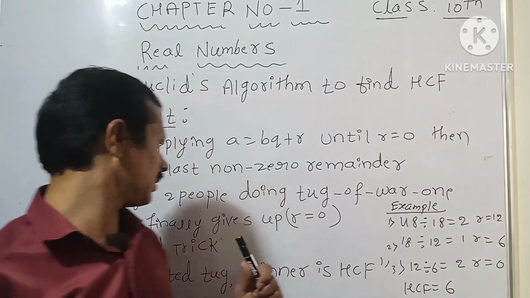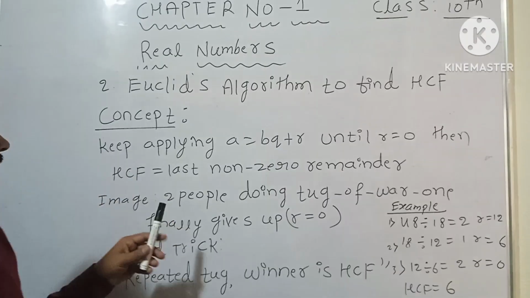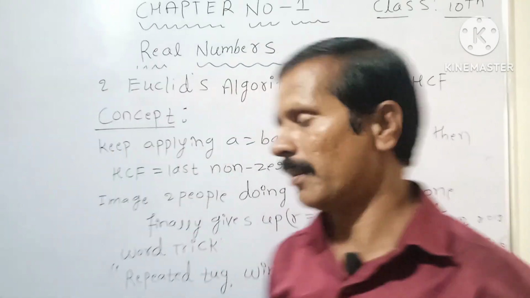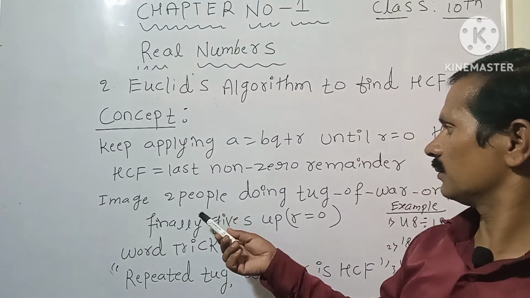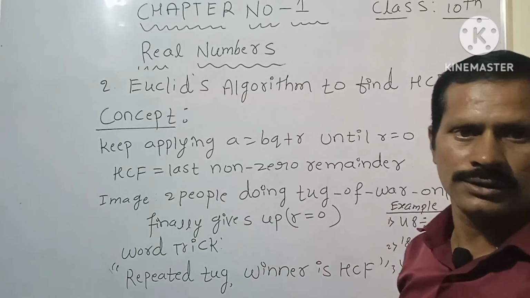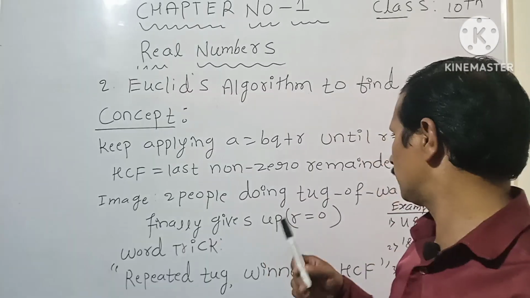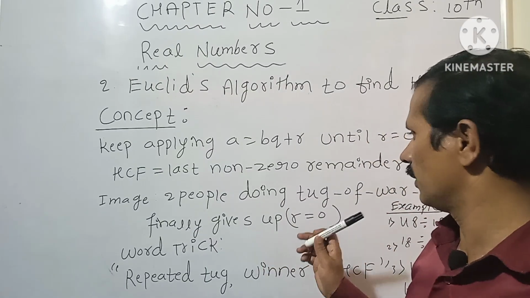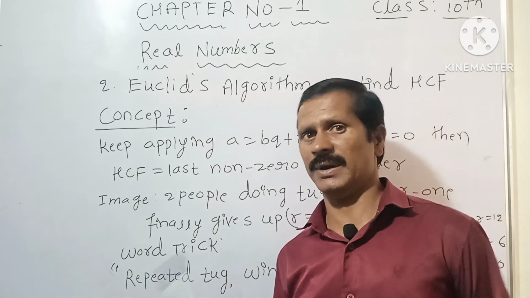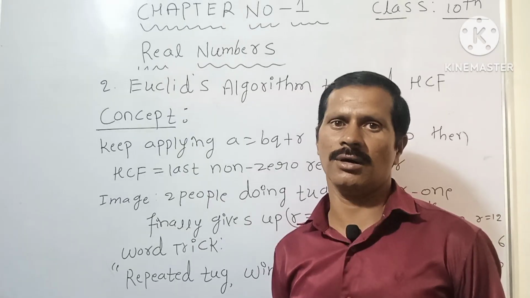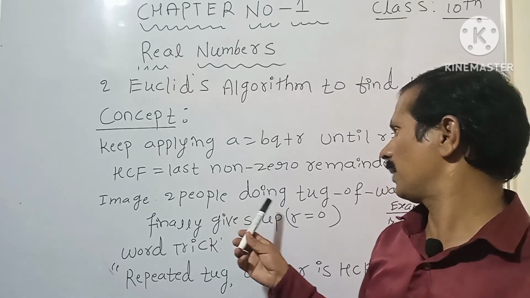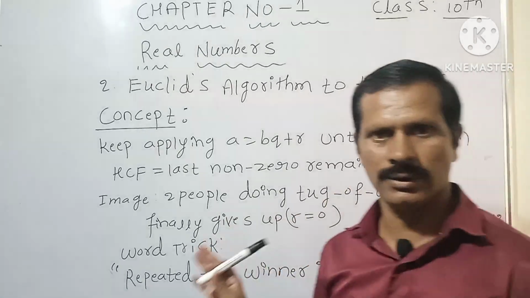How to remember this? Imagine Euclid's algorithm to find HCF. How to remember it? Imagine two people doing a tug of war, where one finally gives up with remainder 0. First make an image, and only then remember the equation or formula in mathematics. First make a word or image: two people doing a tug of war, one finally gives up.